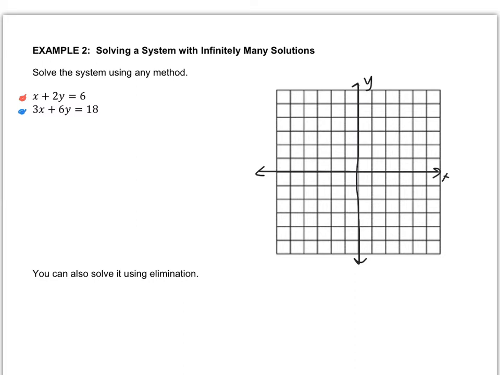So the red one has an x value of 6 and a y value of 3. So x value 6, y value 3. There's the line. And now we go to the other one. This one has an x value of 6 and a y value of 3, so that's actually the same line, right? Like if I were to plot it, it would land right on top of the other one. So all the points on the line are actually considered intersection points. So what we say in this case is infinite number of solutions.